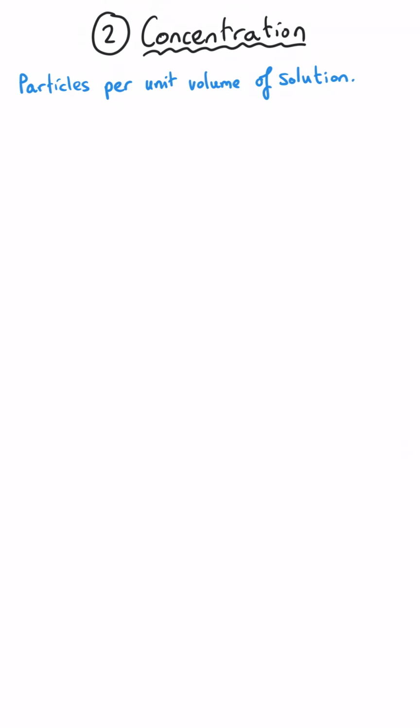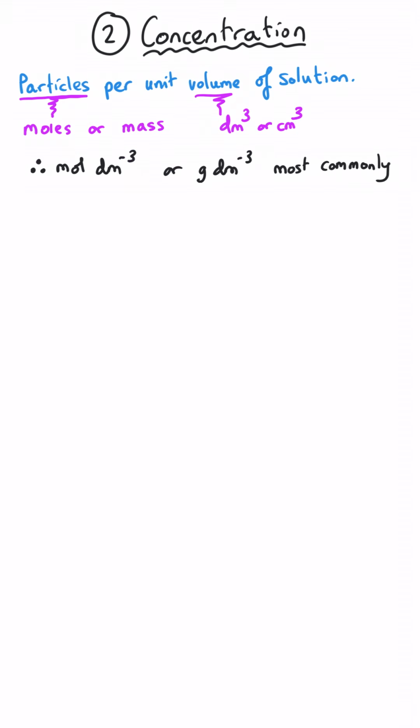Concentration is a measure of the number of particles per unit volume. And there can be a variety of different units for this, depending on how we're measuring our number of particles, whether that's moles or mass, and what our unit volume is. Typically cubic decimetres, but it could be cubic centimetres or something else.